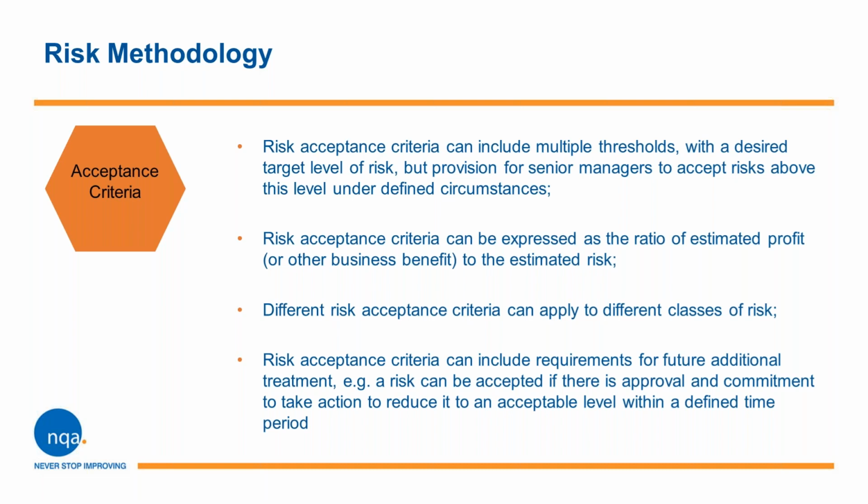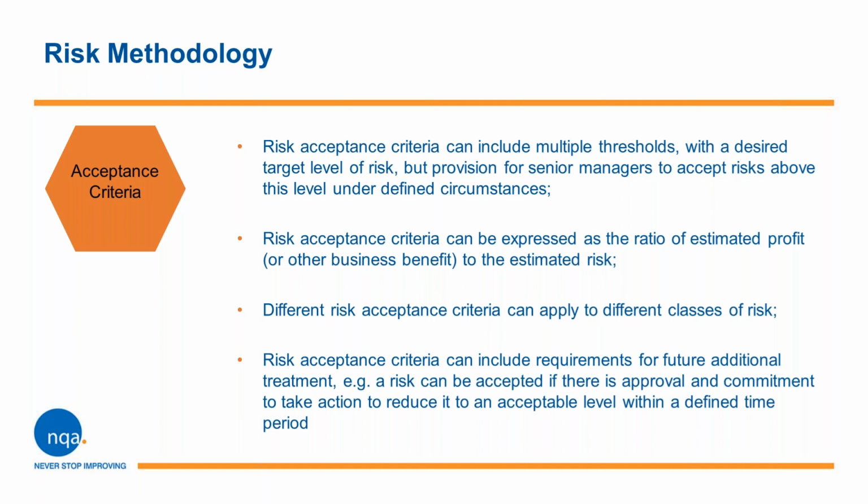So risk acceptance criteria can include multiple thresholds with a desired target level of risk, but provision for senior managers to accept risks above this level under defined circumstances. So basically what we're saying here is, if you're saying you will accept all risks to a certain level, but then over that level, a director, a line manager, someone else has to authorize that yes, we've accepted that risk. The risk acceptance criteria can be expressed as a ratio of estimated profit or other business benefit to the estimated risk. We'll talk about that when we look at our quantitative and qualitative risk assessments in a bit.